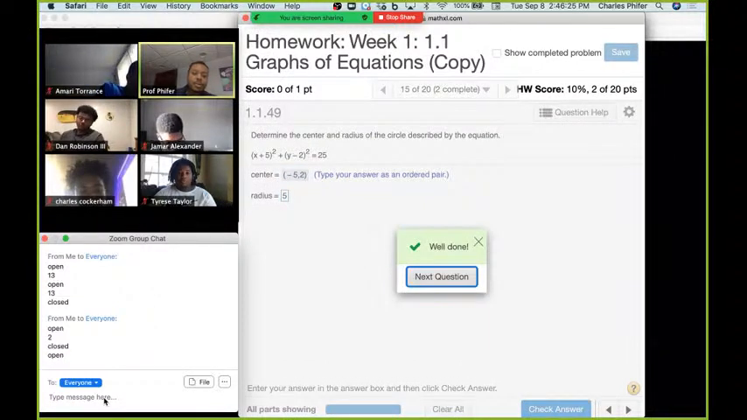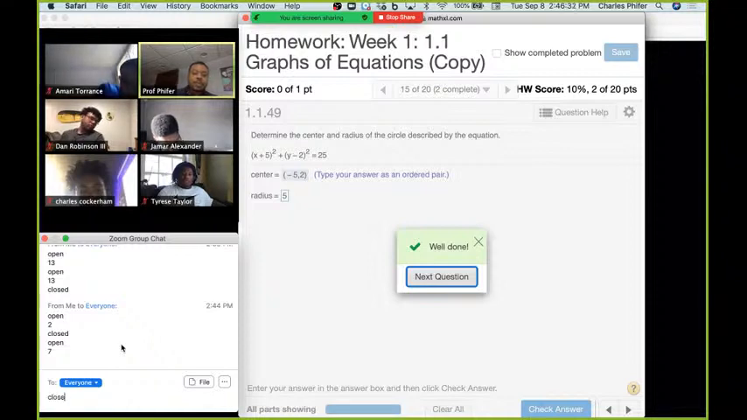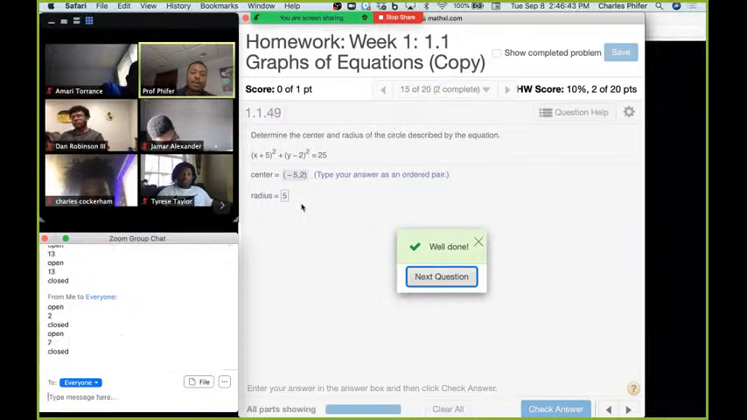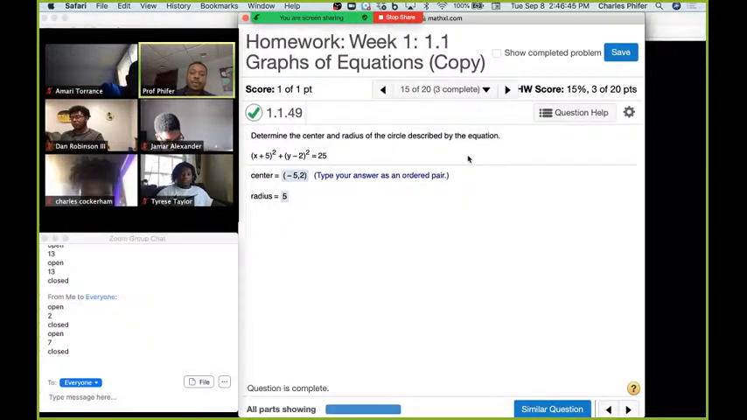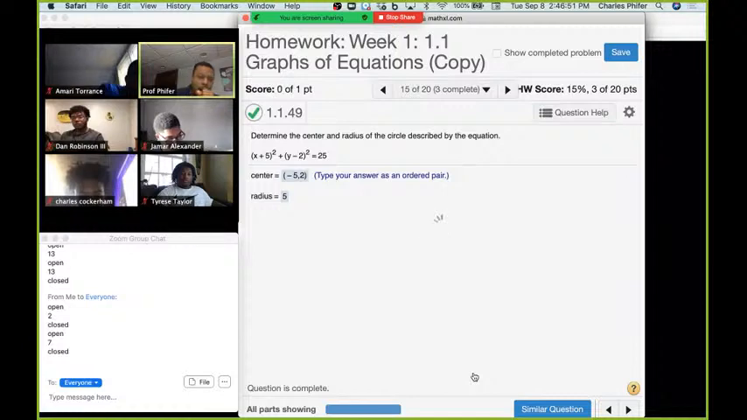I'm going to go 7 this time. Let's see. Close. Hey Google, give me a random number 1 through 20. 15. Okay. Let's look at question number 15. Is that what we just did? So let's do 16.